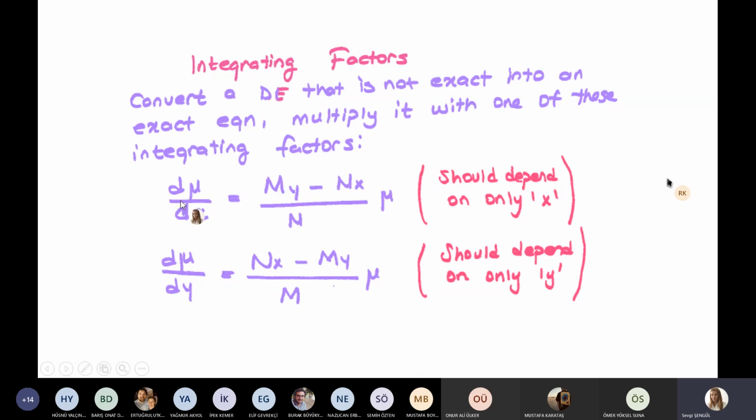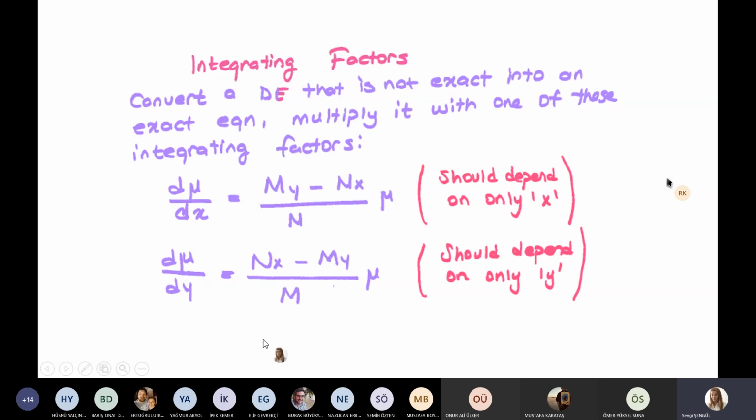Here you go. So one of the integrating factors is dμ/dx equals (My minus Nx) over N times μ. You know what M is, you are defining it at the beginning. If this right hand side depends only on x, then you are on the right track. This is your integrating factor. But if you find this function is not only dependent on x, there is also a y term, then no, this is not the right one.